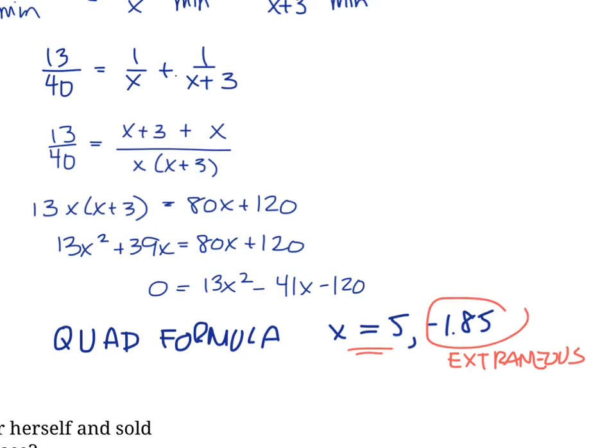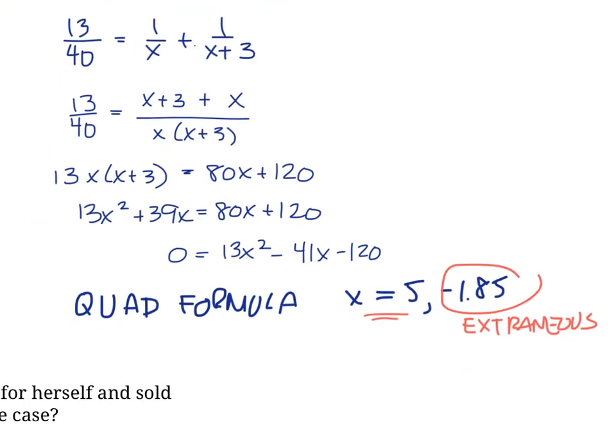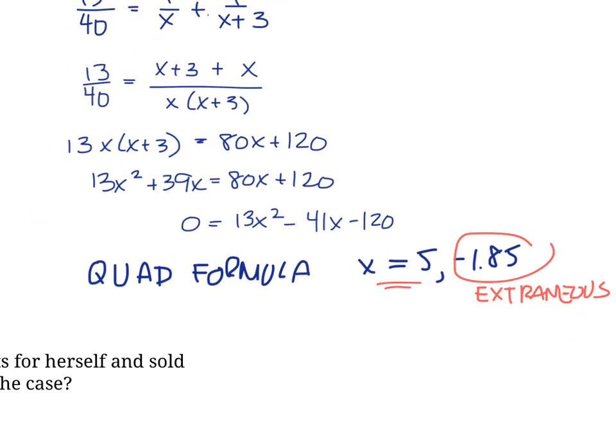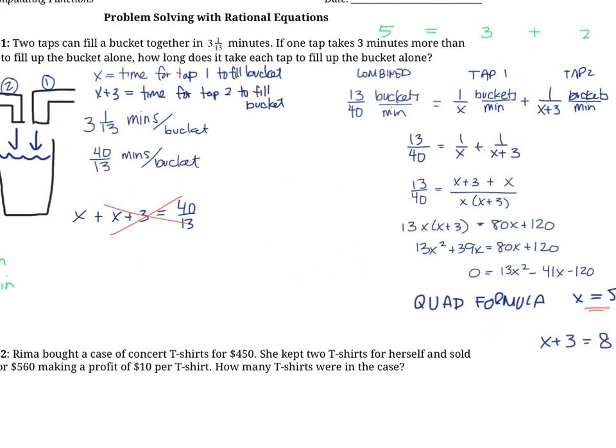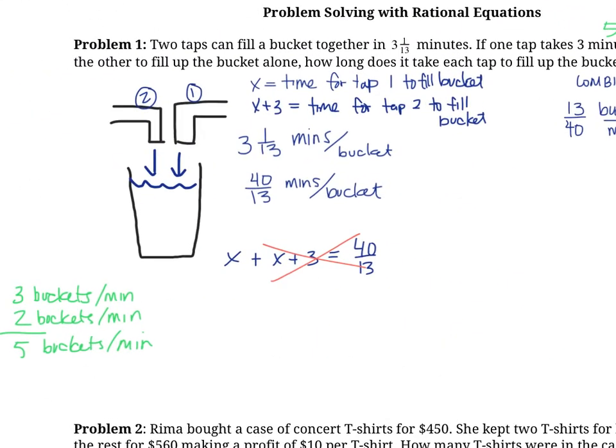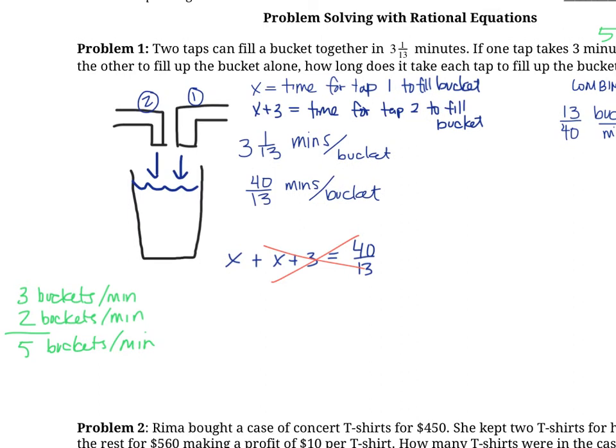So if x is 5 is how long it takes to fill the bucket with tap 1, how long should it take to fill with tap 2? Well, that's just x plus 3, so it should be 8 minutes for tap 2. Let's go back to our original problem and see if this makes sense, right? So it's saying it takes 5 minutes to fill the bucket with tap 1 and 8 minutes to fill the bucket with tap 2. Does that make sense in terms of this? It just takes over 3 minutes to fill the bucket with both taps together. And remember what we said, it does make sense. It makes sense that it takes longer for them to fill the bucket individually.